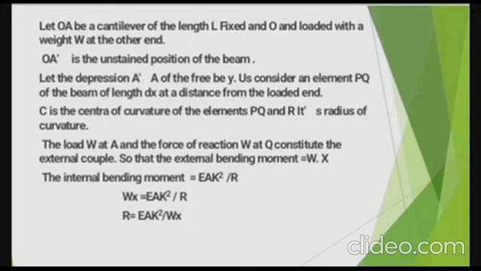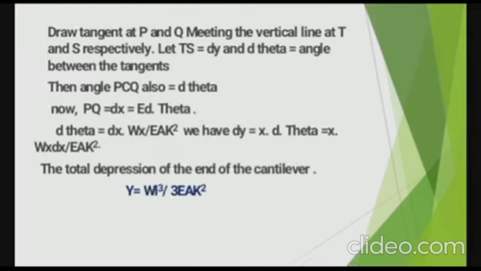The load W at A and the force of reaction W at Q constitute the external couple, so that the external bending moment is equal to Wx. The internal bending moment equals E a^2 k^2 by R. Wx is equal to E A k square by R. R is equal to E A k square by Wx.